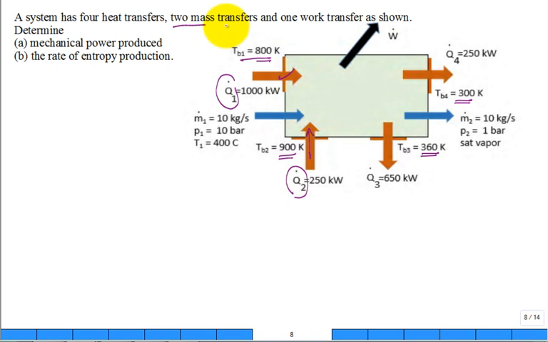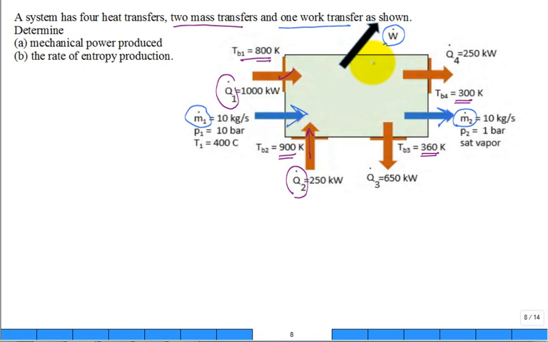They have 2 mass transfers. Let's find them. M dot 1 and M dot 2. Both are positive 10 kilograms per second, but the arrow shows an inflow and an outflow, not 2 inflows. You're not getting 20 kilograms in per second. You're getting 10 in over here and 10 out over there. So the arrows are very important. And you have 1 work transfer, W dot. What is the direction of W dot? Positive out. There's only 1 W dot and it's positive out.